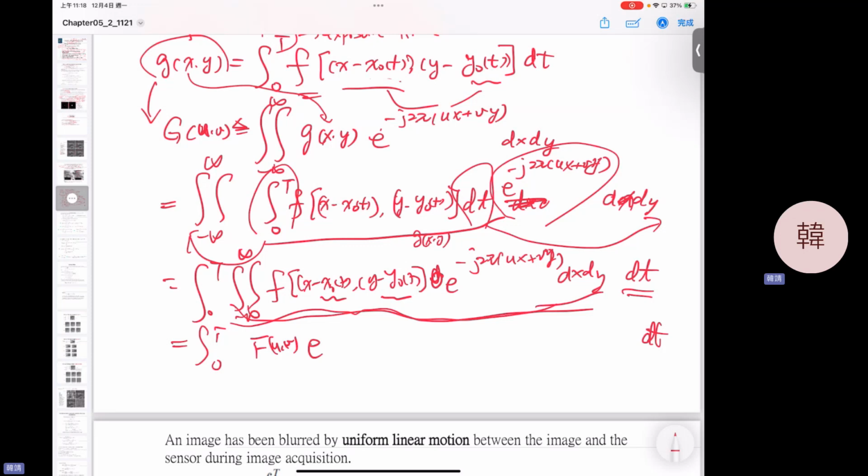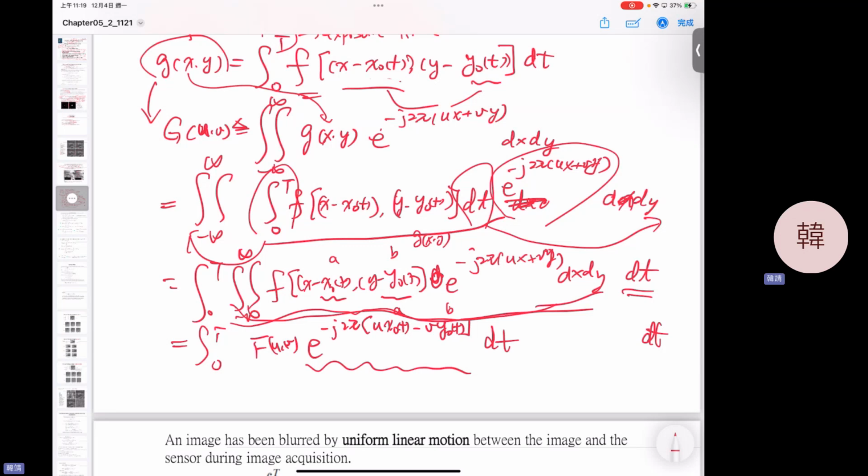So it's minus j 2 pi u x0 t. Look at the transformation table, and likewise for y0 t. If you move A pixels and B pixels, they become uA and vB here. So it depends on how many pixels you shifted in the spatial domain. In the frequency domain, your transformation just adds one more term here, with dt. So the transformation result is just like this.